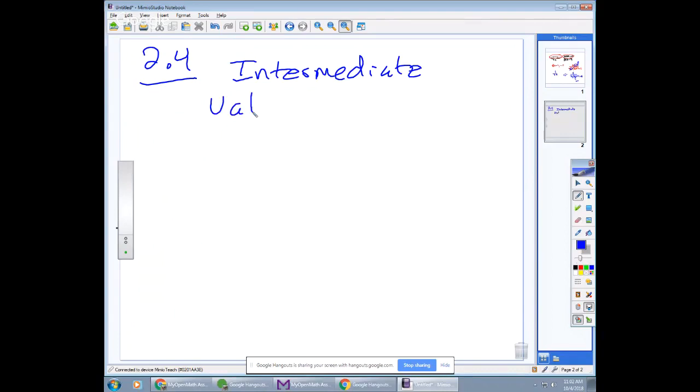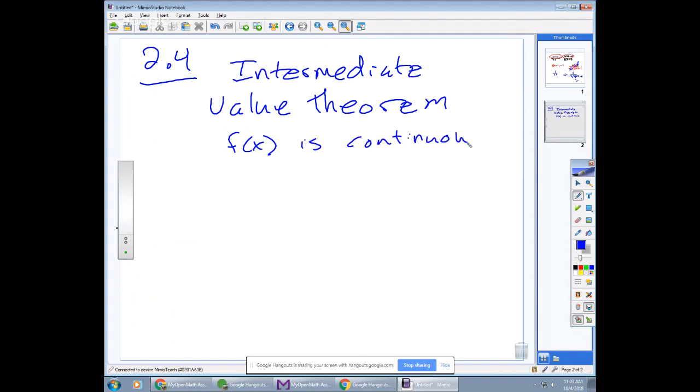Intermediate value theorem. And I'm just going to give a slightly less technical version of the intermediate value theorem. So you've got some continuous function. So f of x is continuous from x equals a to x equals b.